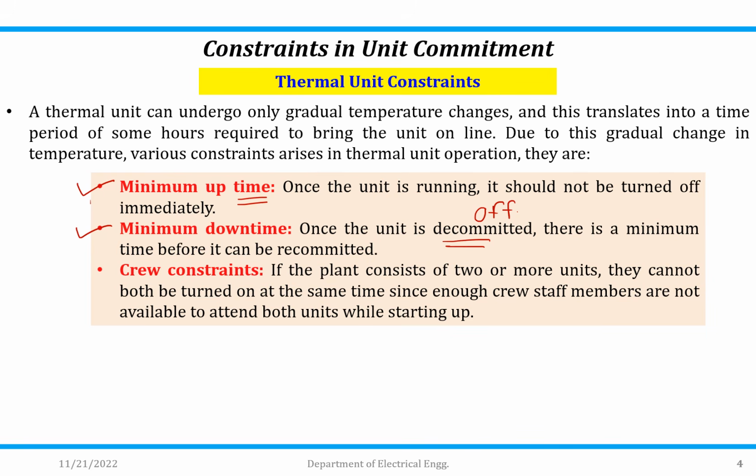And the third one is crew constraints. Now, if the plant consists of two or more units, we cannot start both at the same time, since enough crew staff members are not available to attend both the units while starting up. If the number of staff members is less, how is it possible to take care of both the units? It is not possible. So this is one constraint which comes under thermal unit constraints.